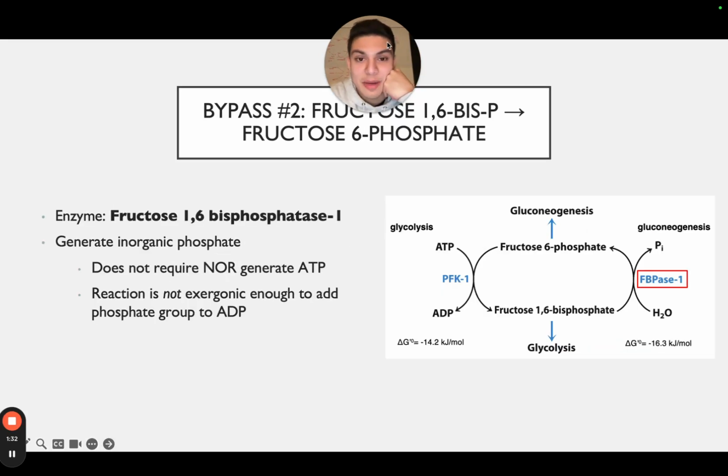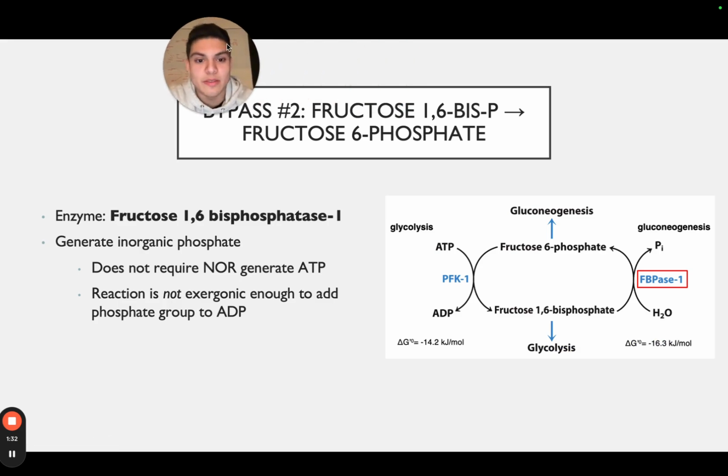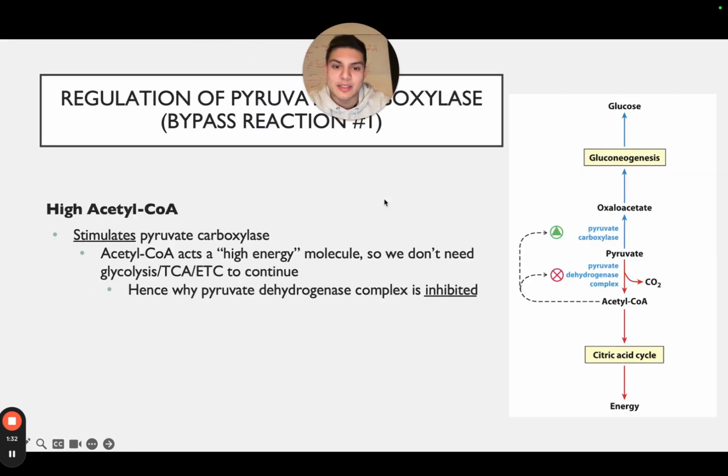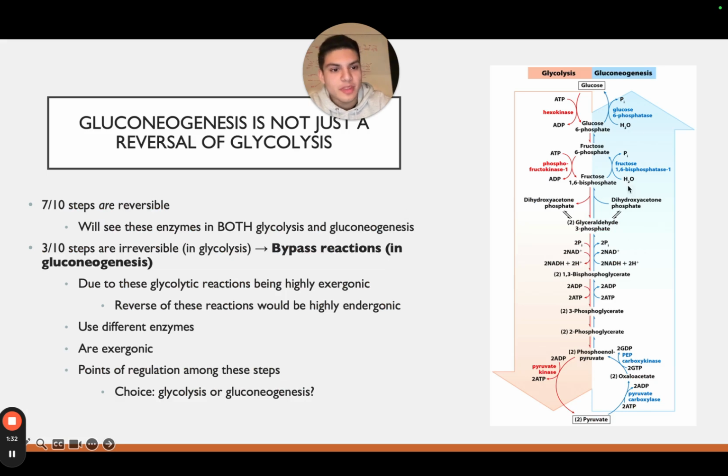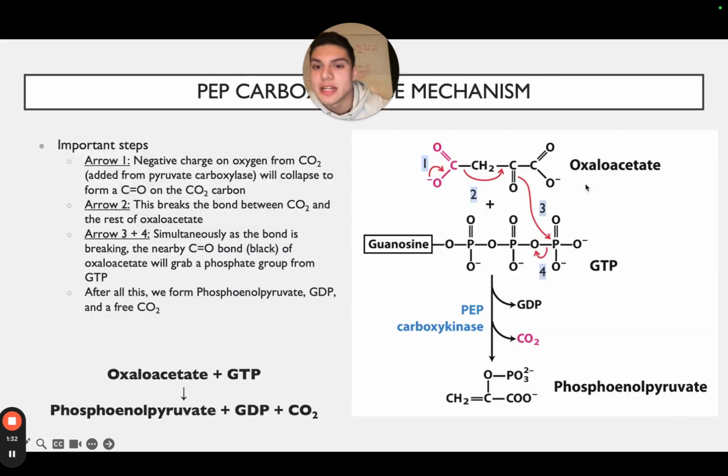And then moving on to bypass reaction number 2. If I were to go back to the slide, we're moving all the way up to basically the top of glycolysis again. So now we're talking about the 3rd step in glycolysis, where we convert fructose 6-phosphate to fructose 1,6-bisphosphate. Now we're doing the reverse, but with a different enzyme.